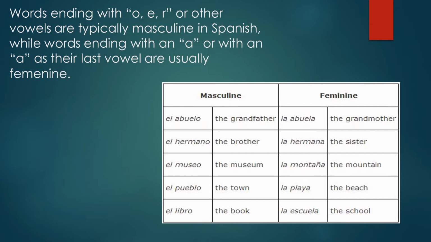We have a couple of examples here below. We have abuelo, hermano, museo, pueblo, y libro. All of those words end with an O, so we know they are masculine just by looking at them. On the other hand, we have abuela, hermana, montaña, playa, y escuela. All of those words end with an A, so we know they are feminine just by looking at their endings. So it's a very simple concept. You will usually know if a certain word is feminine or masculine in Spanish just by looking at its ending.